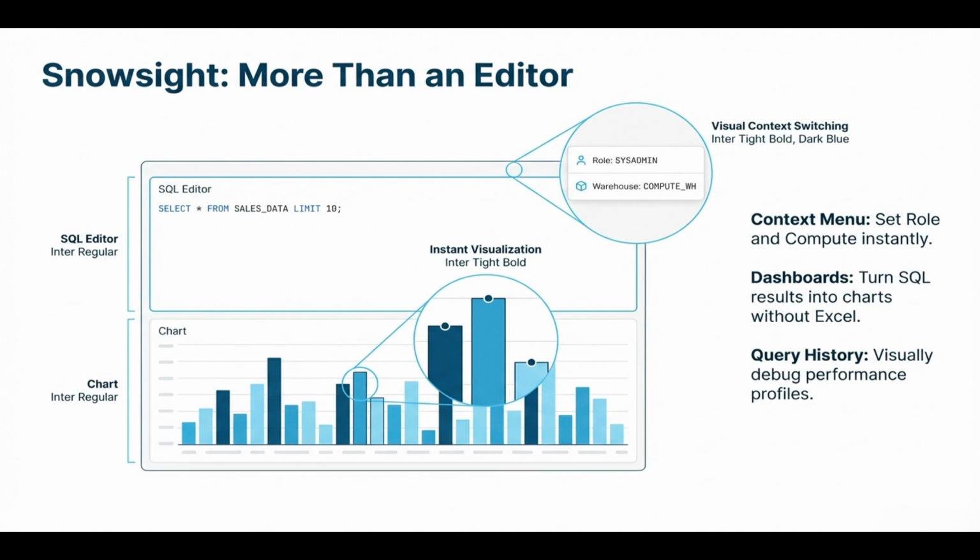Snowsight is Snowflake's web interface and it's much more than just a SQL editor. At the core, Snowsight provides an interactive SQL editor where you can write and execute queries easily. One key feature is context switching. You can instantly change the roles and warehouses directly from the UI without running additional SQL commands. Snowsight also offers instant visualization, allowing you to convert query results into charts with just a click, no external tools like Excel required. Using dashboards, you can group queries and visualizations together for reporting and monitoring. Another important feature is query history, which helps you visually analyze query performance and troubleshoot issues.